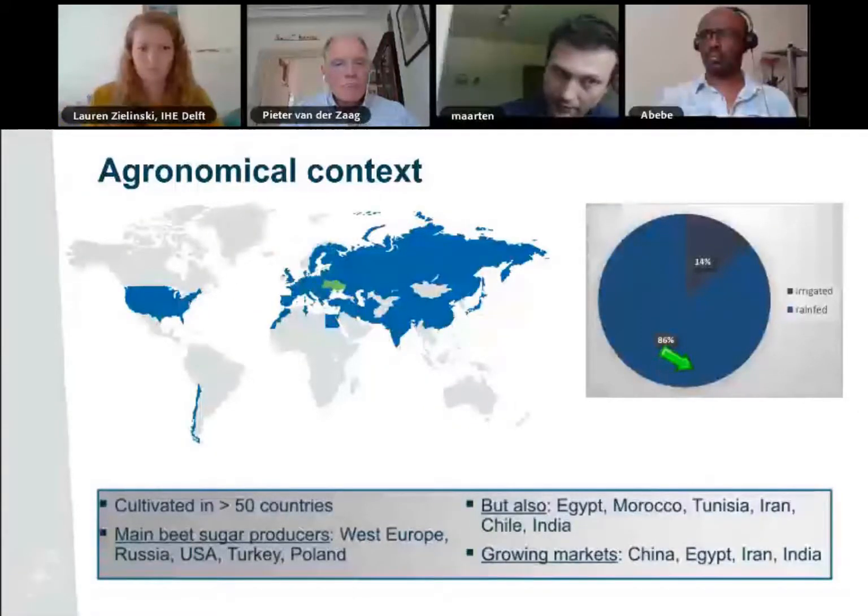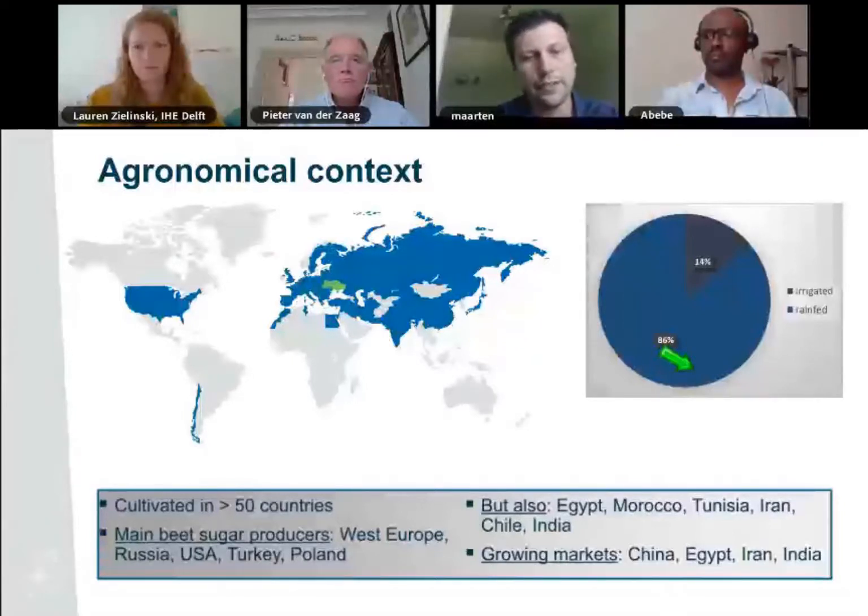So sugar beet is grown in a bit more than 50 countries. The main areas are, of course, West Europe, Russia, USA. So it's often considered as the temperate sugar crop. But in fact, there are also substantial, significant growing regions in Egypt, Morocco, Iran, Chile, and even India. And those are the regions where the acreage is expanding mostly.